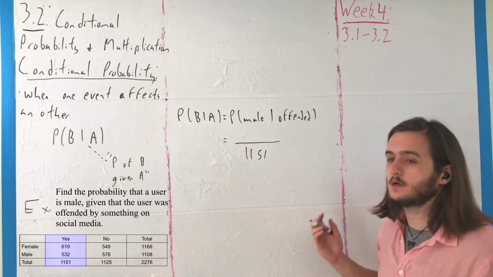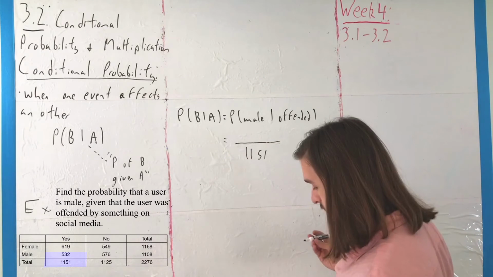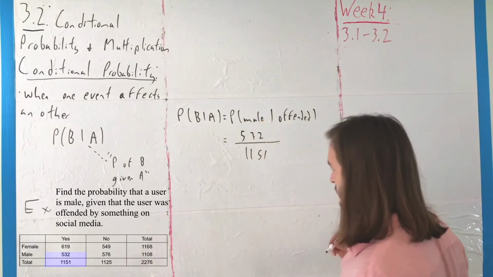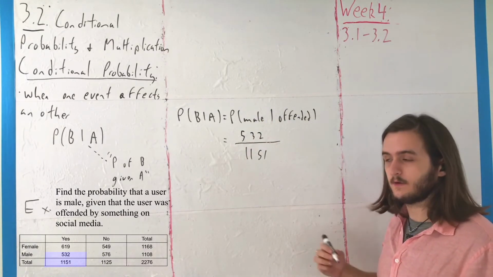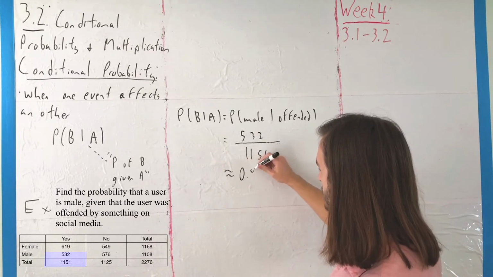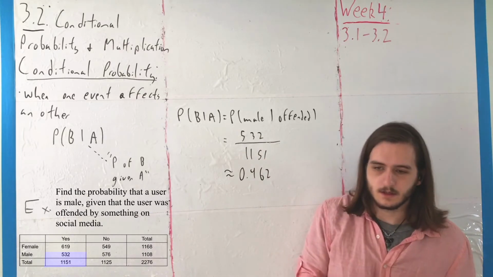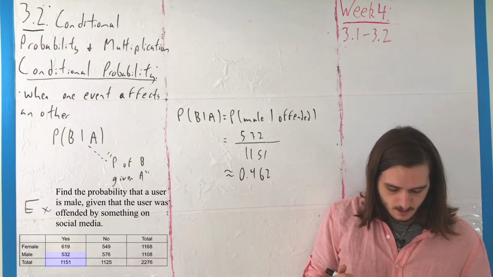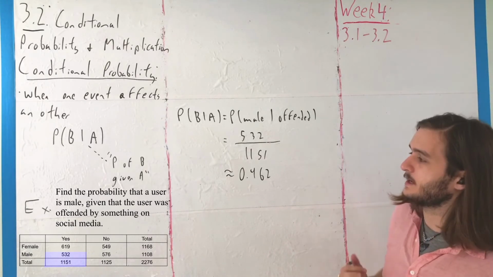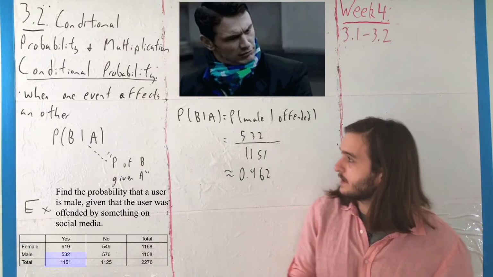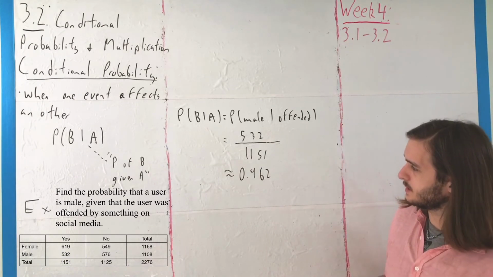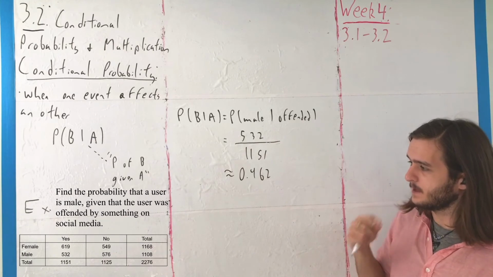And specifically, we want to know those that were offended who were male, which in this case would be 532 of the 1,151 offended respondents. Or if you want to represent this as a decimal, it would be a value of approximately 0.462. So we would have here that the probability of getting someone who is male given that they were offended is about 46%.